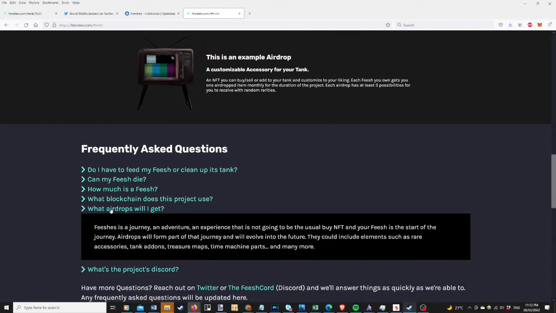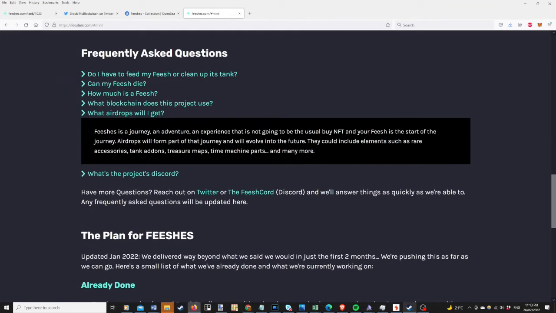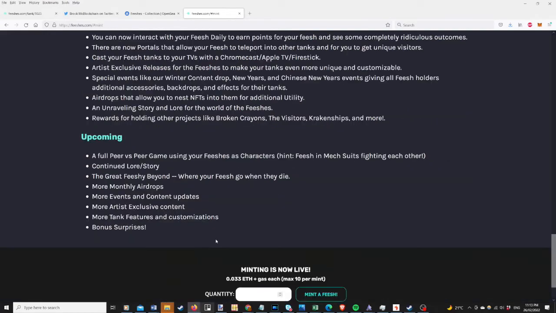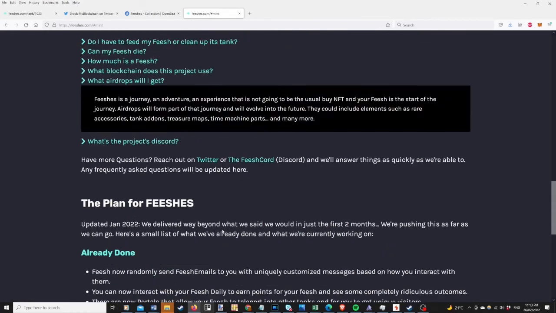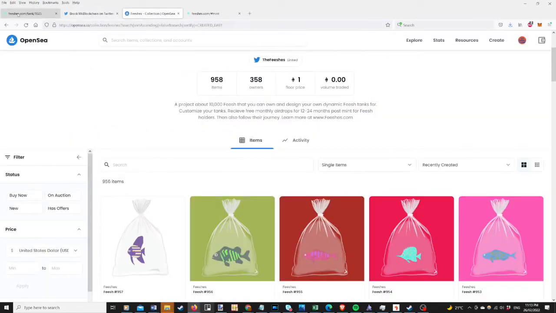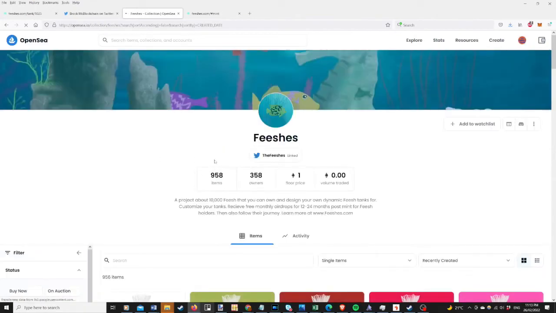What airdrops will I get? So you can read a bit about that. Tank add-ons, treasure maps, and other things. But yeah, there's been a bunch of airdrops already, and I obviously won't get those. I'll just get this, and that will happen after they get over 1,000. So as I say, we've still got a few left there. Yeah, so if you were thinking of buying into Feesh, this is the time to do it, I would say.